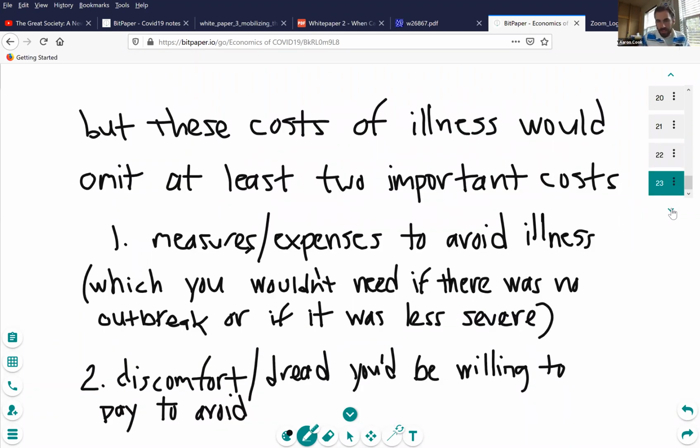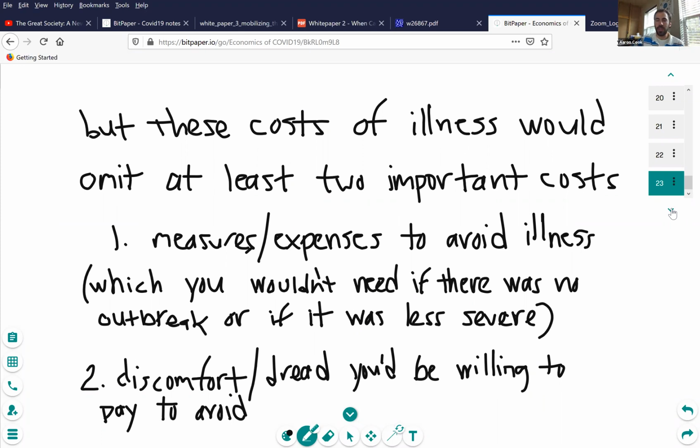Okay, and then actually, I didn't get to this point at the end of last class, but these costs of illness are going to be good approximations maybe for what the benefits of containment would be, but they're going to leave out a couple of important factors. One of those would be the measures and expenses that you incur to avoid illness in the first place.